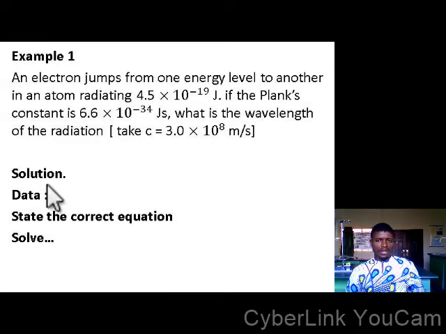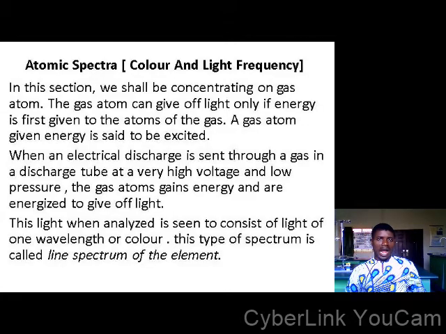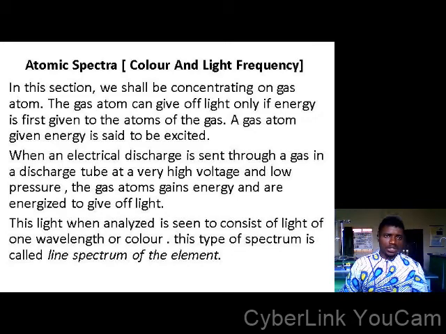I've written the pattern here for you. You collect your data, you state the correct equation, you solve. And so I will go through your work, and when next we meet, I will be trying to correct those equations, the questions you didn't solve correctly.